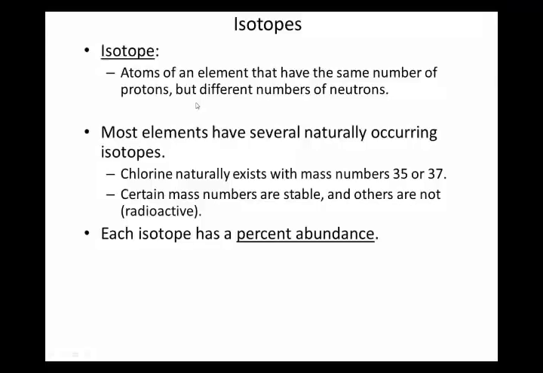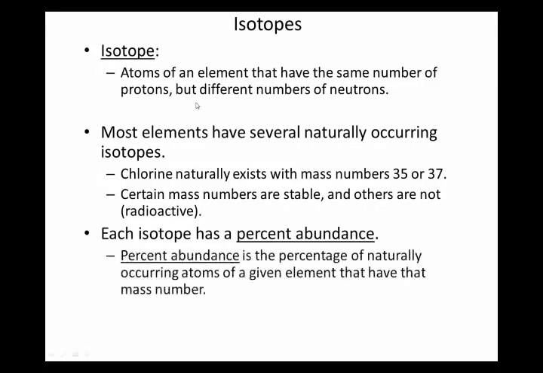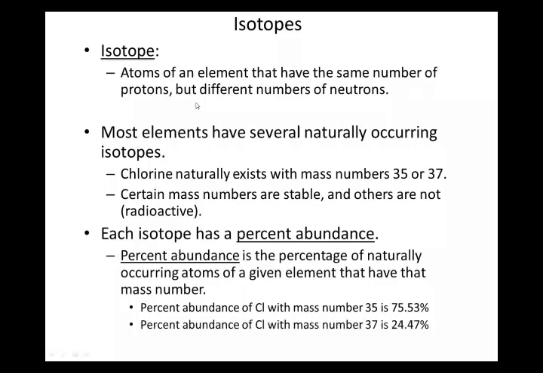Each isotope has what's called a percent abundance. The percent abundance is the percentage of atoms that have that mass number. So, for example, of the two naturally occurring isotopes of chlorine, chlorine-35 has a percent abundance of 75.53, and chlorine-37 is 24.47, meaning that in any natural sample of chlorine, 75.53% of them are going to be chlorine-35, and 24.47% of them are going to be chlorine-37. So we have a mixture of the two.